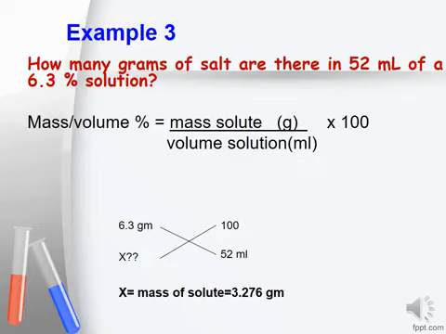Then the mass of solute will be equal to 6.3, which is mass per volume, multiplying by 52, which is the volume of solution, divided by 100. Then the mass of solute, X, will be 3.276 gram.